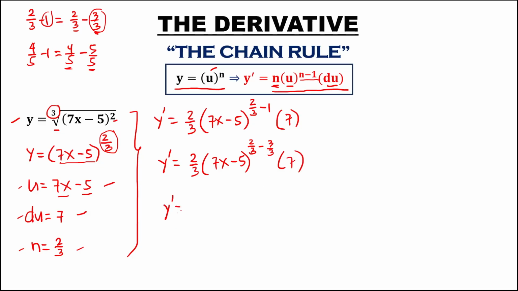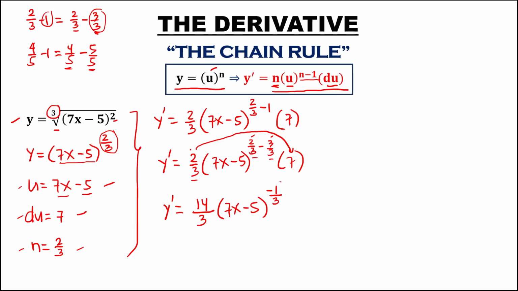Then we have y prime equals, we can multiply this 2 over 3 times 7, or just multiply 2 times 7, which is 14. Then just copy this denominator 3, then times 7x minus 5. Then this 2 minus 3, that's negative 1. And just copy this denominator 3.